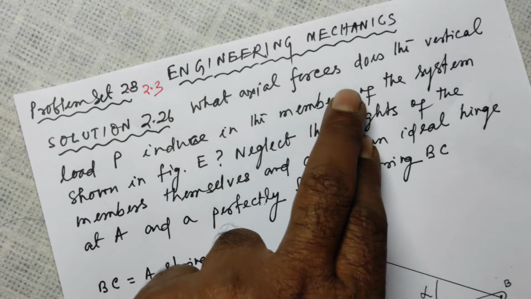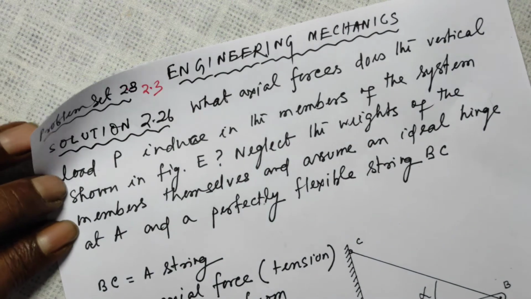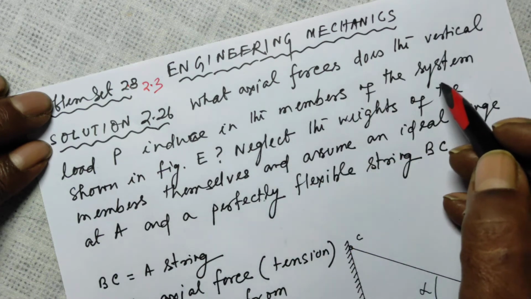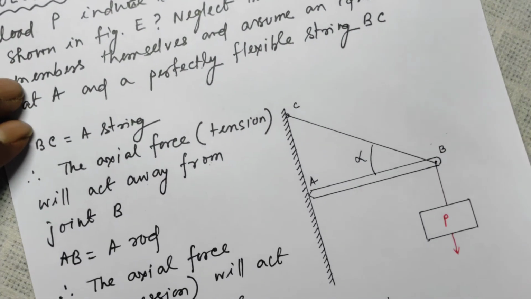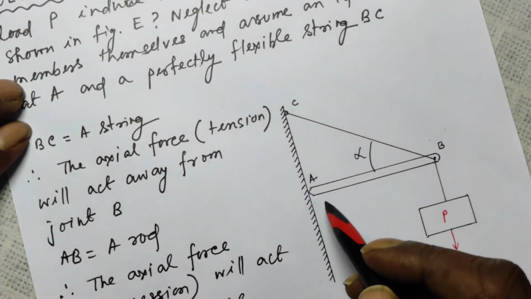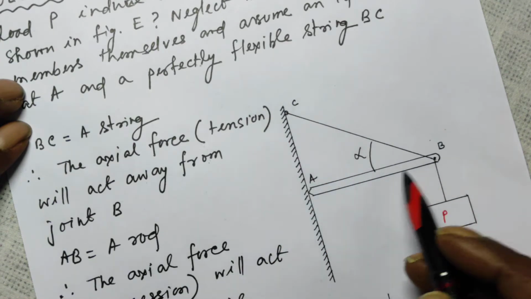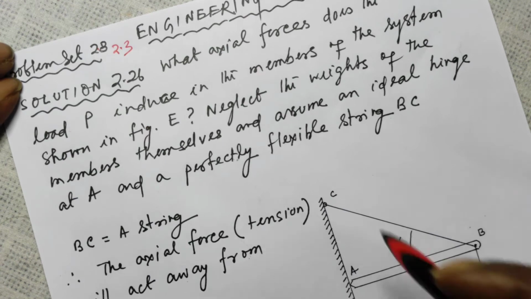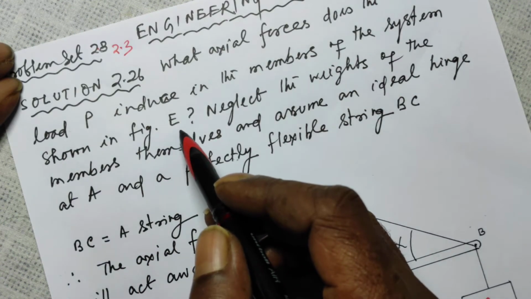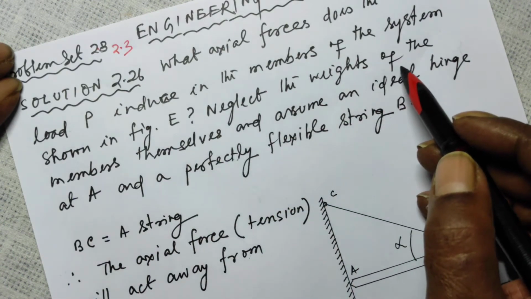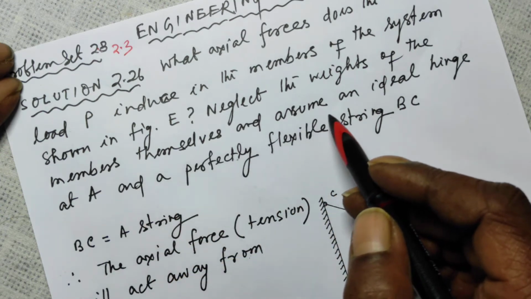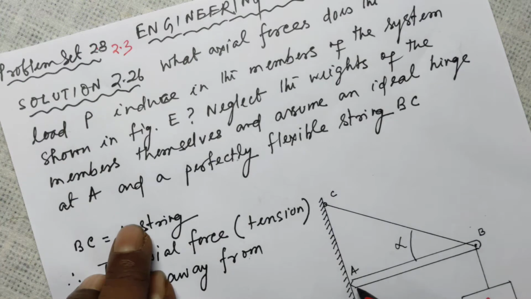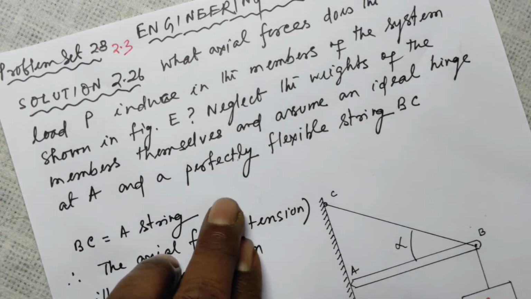What axial force does the vertical load P induce in the members of the system? What are the members of the system? The system consists of a string BC and a rod AB. Induce in the members of the system shown in figure E, neglect the weights of the members themselves and assume an ideal hinge at A and a perfectly flexible string BC.